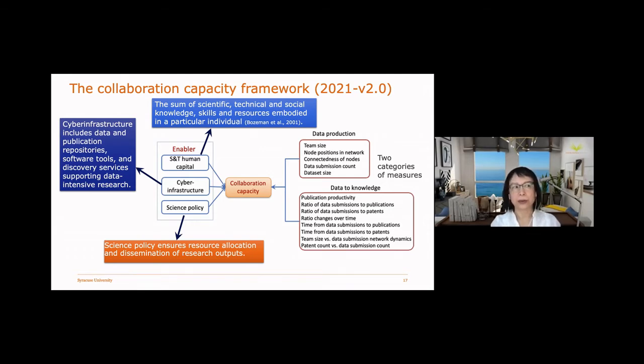So in this model, if we think these data production and data technology measures are independent variables, then what collaboration capacity, the dependent variable, should be measured? What are the measures for the enablers, and what are their relations? These are the research questions. We are still exploring them.